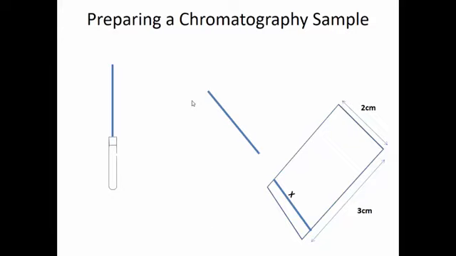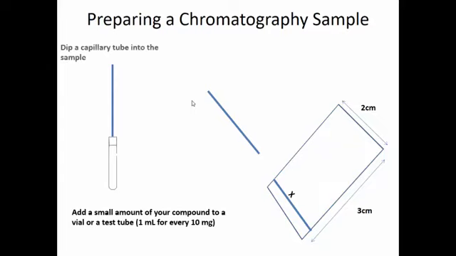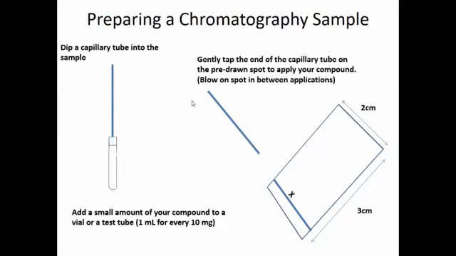All right, so once you put the X on the paper, you add a small amount of your compound to a test tube or a vial, and then you take a capillary tube, dip it into the sample, and then tap it onto the X, right? As you're tapping it onto the X, the capillary action is going to pull the compound that's in the capillary tube out onto the paper.